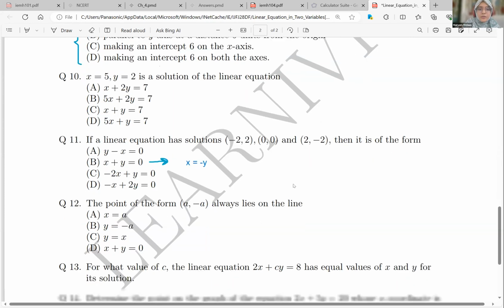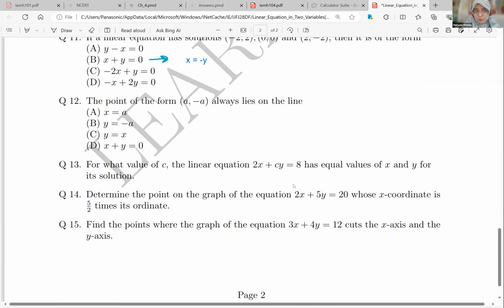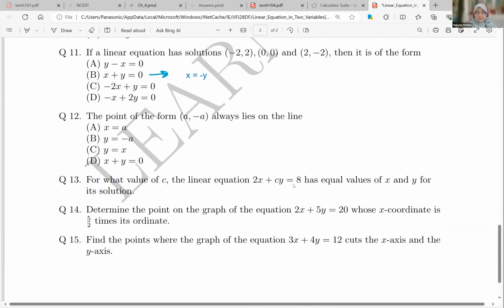Okay, good. So now let's come to a very similar question, question number 12. The point of the form A, minus A, always lies on which line?